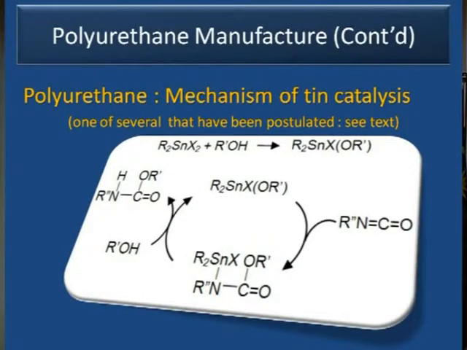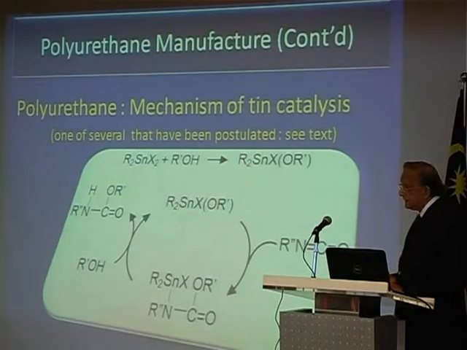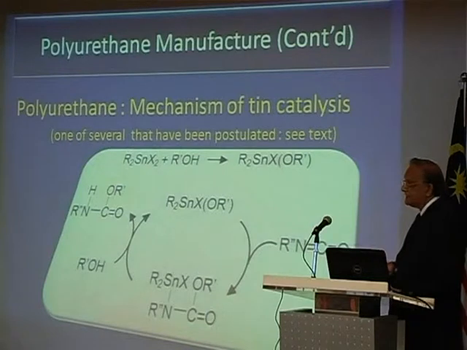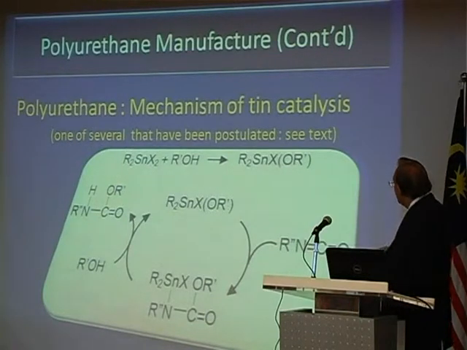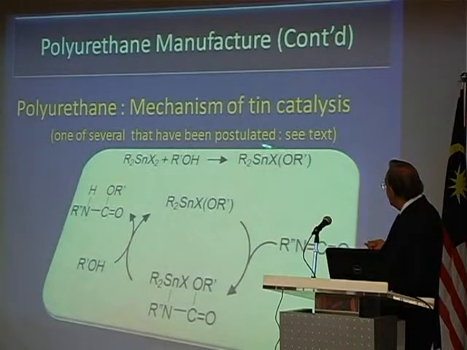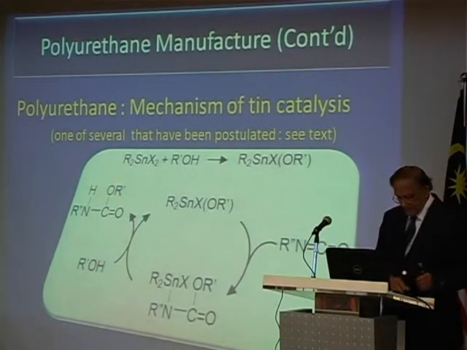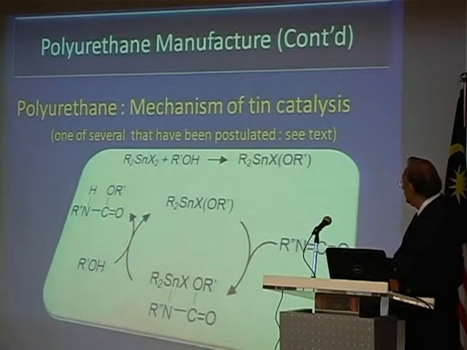Now, for the chemistry buffs in the audience, I need to explain this. There are several mechanisms. I think Tansri himself asked me this once. So for the benefit of Tansri, a recap. Several mechanisms have been postulated, but this is one. The tin catalyst suffers hydrolysis to form a tin alkoxide, the tin-oxygen bond, and the isocyanate inserts into the tin-oxygen bond. And then immediately, very fast, it reacts with alcohol to regenerate the tin catalyst and the urethane.